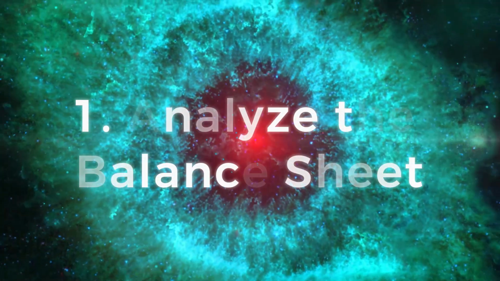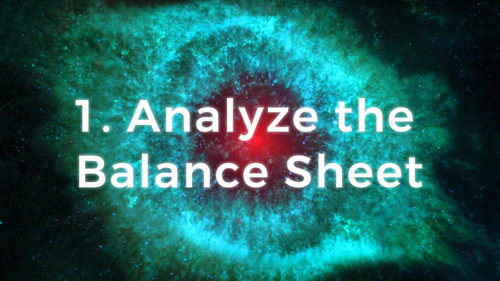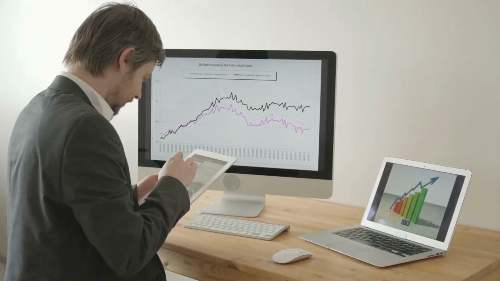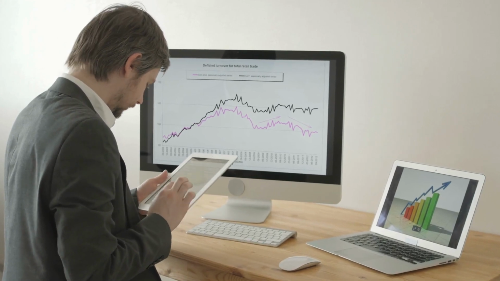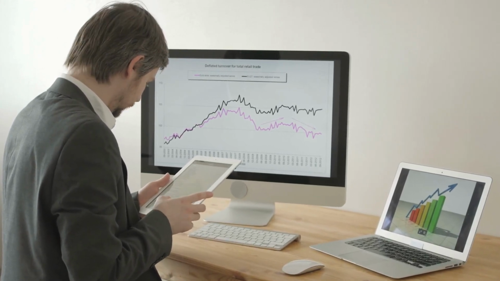Number 1, analyze the balance sheet. The balance sheet is a statement that shows a company's financial position at a specific point in time. It provides a snapshot of its assets, liabilities, and owner's equity.